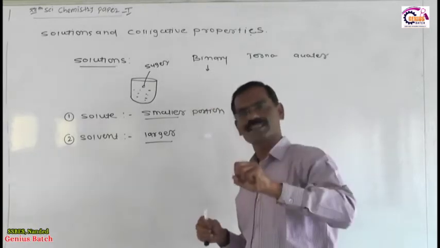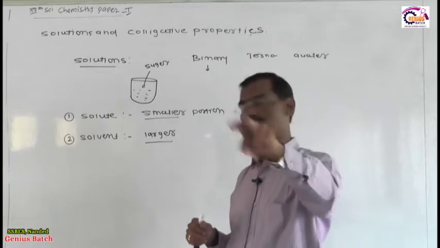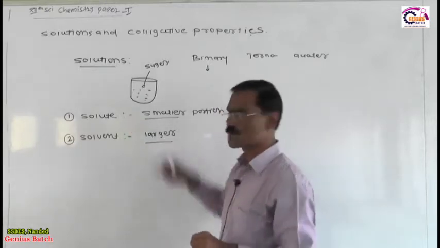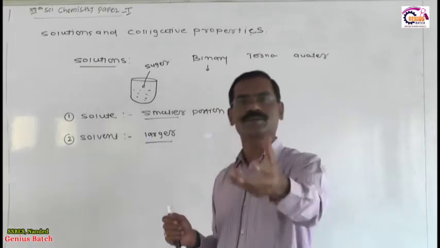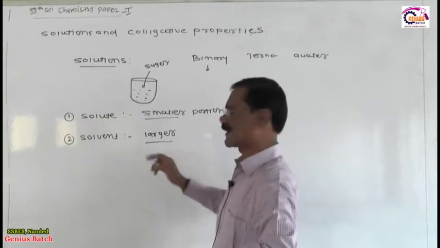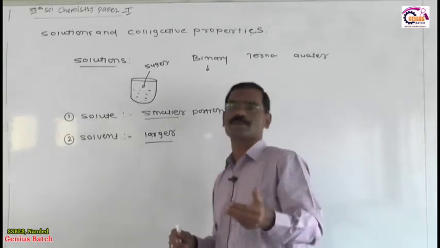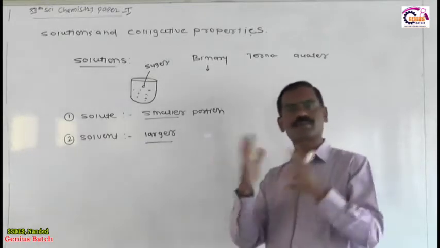What is the meaning of binary solution? The solution which is made up from 2 components, and out of the 2 components, one is the solute and the other one is the solvent. Solute is the component of solution which is present in smaller proportion either by weight or by volume. And solvent is the component of solution which is present in larger proportion by weight or by volume. This is the very important and introductory part of this topic.